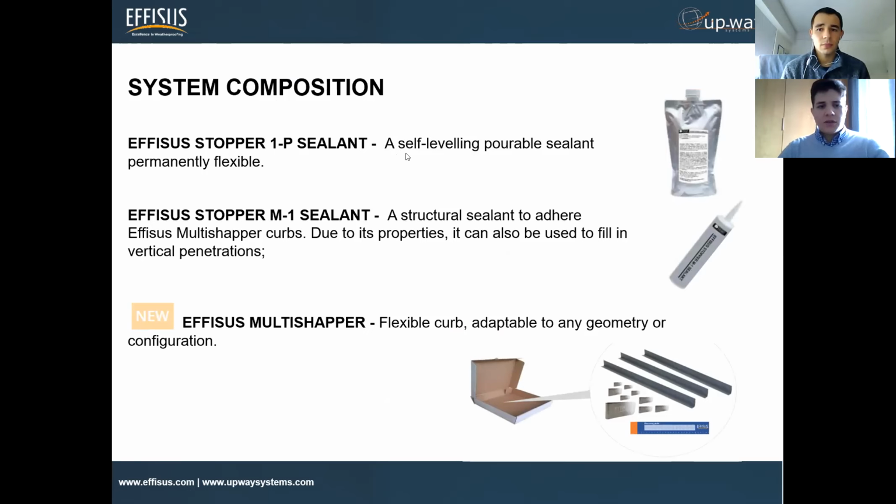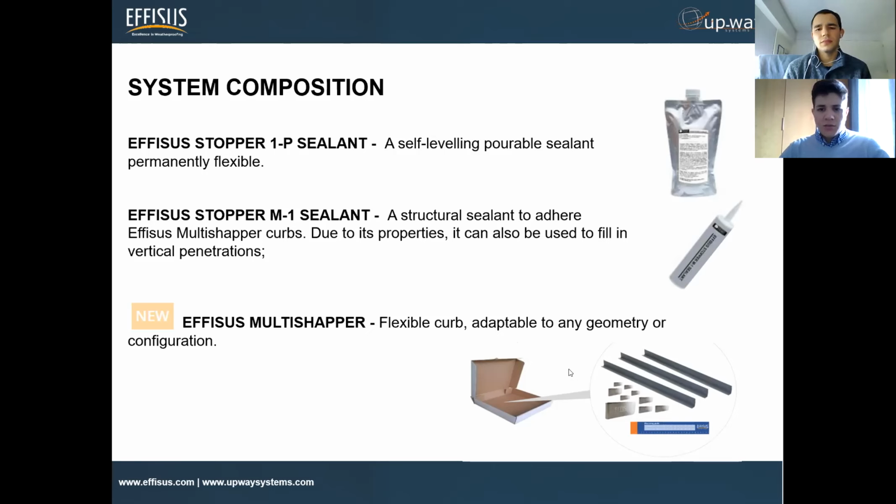Another part of the system itself is the Dam1 sealant. This one we use to adhere the curb to the substrate, and it fits pretty much any type of substrate among construction civil materials. And the material itself is the multi-shaper, which is these membranes, as you see here. They're flexible curves that you can adapt, form and mold to pretty much any configuration that you want.